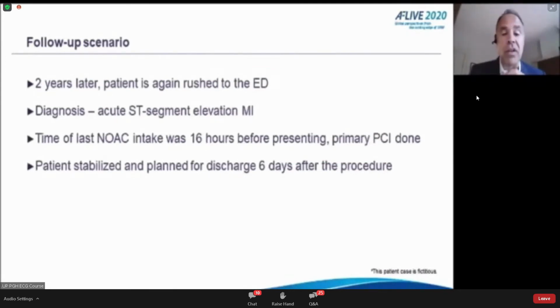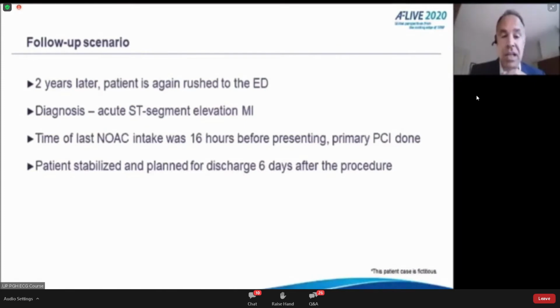So a couple of years later, the patient is again rushed to the emergency department, this time not having tripped or with any hip fracture, but because of an acute ST segment elevation myocardial infarction. You'll remember when I presented the original case, she had a prior history of a non-ST elevation myocardial infarction and had underlying coronary artery disease. The last time she had taken her NOAC was about 16 hours before she presented.